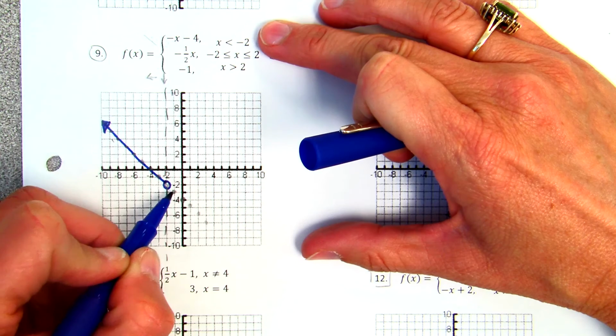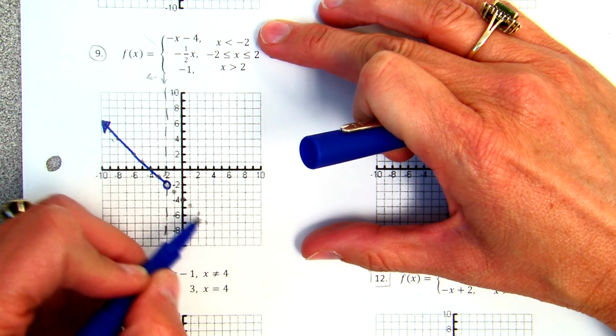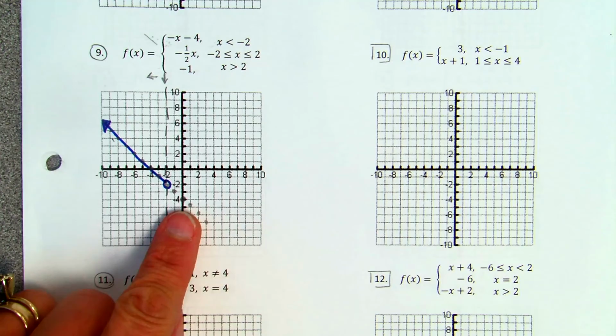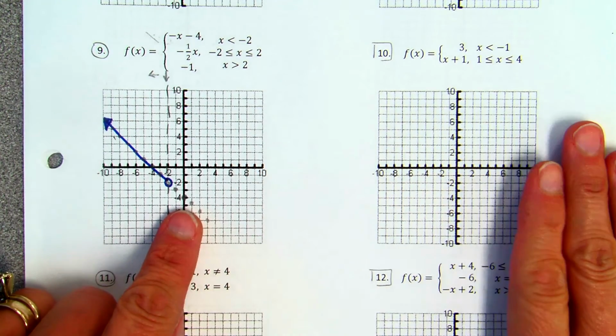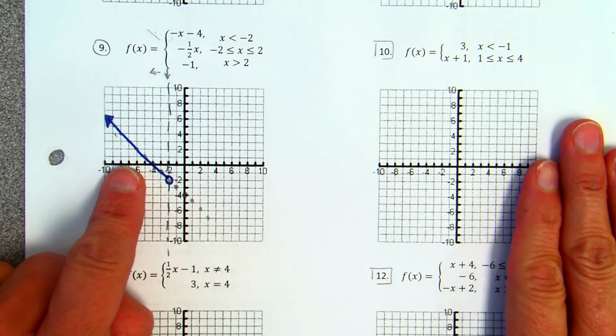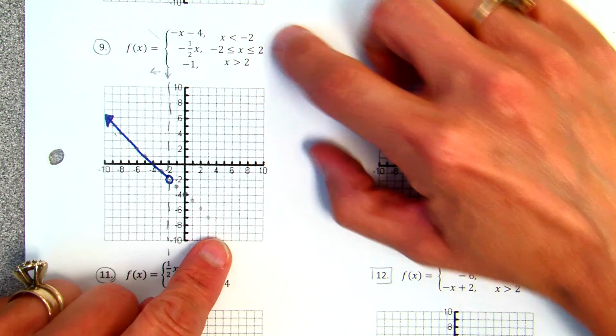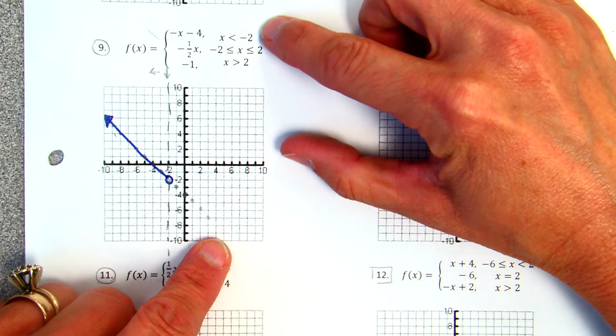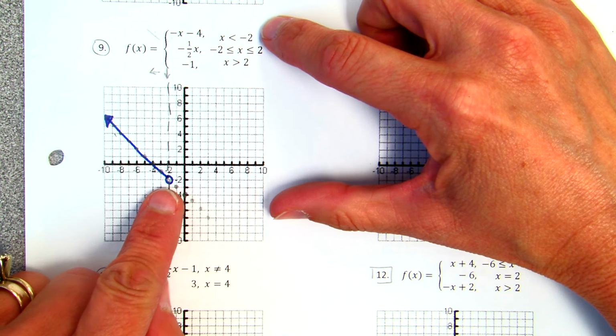Now if you want to leave that on there, that's fine, or you can erase it off. It really is not supposed to be there. That's why I did it in pencil. So the part of that graph that you see is this blue graph. This whole line is f of x equals -x minus 4, but I only want to see the part of that that is on the interval x is less than -2.